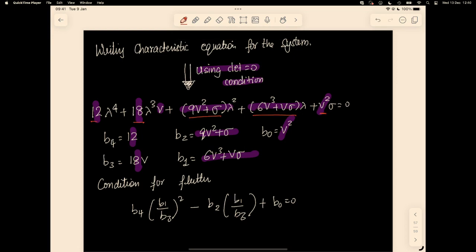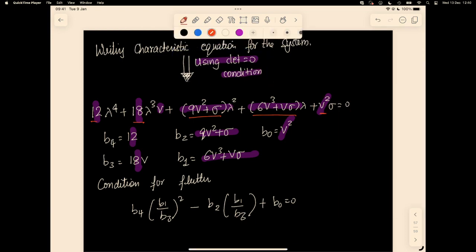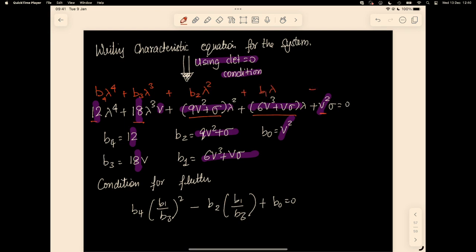Plus V cube into lambda. So I know that the typical form of my characteristic equation is b4 into lambda to the power 4, plus b3 into lambda cube, plus b2 into lambda square, plus b1 into lambda, plus b0 equal to 0, right? So I've used this idea here in order to separate out the coefficients for each of the terms. So we know that's a typical standard form.